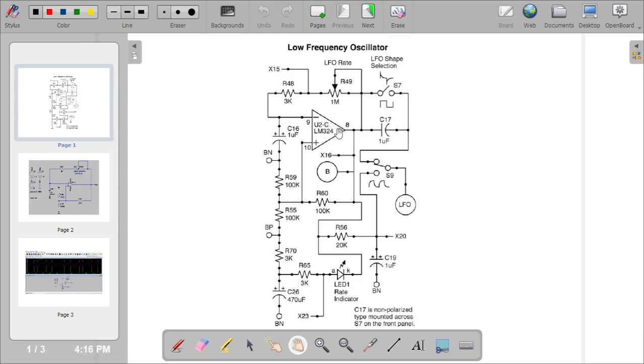The LM324 is a quad op amp. It's using only a quarter of it, and it's just your regular op amp with a non-inverting input and an inverting input, and this is your output. He's using that op amp as a comparator, and that's how you can get a square wave when you use not only negative feedback, so that's a negative feedback loop here, but also positive feedback. Recall that you always use positive feedback when you use an op amp as a comparator.